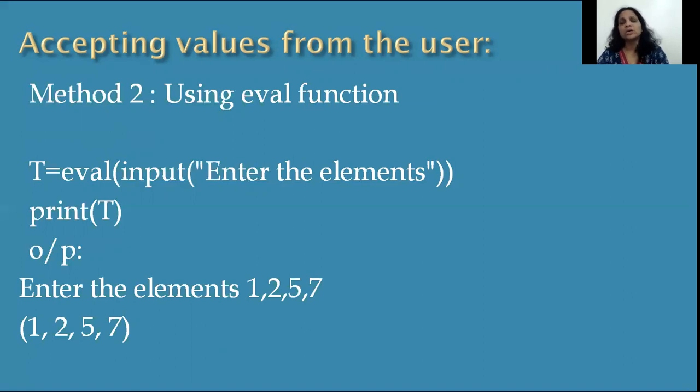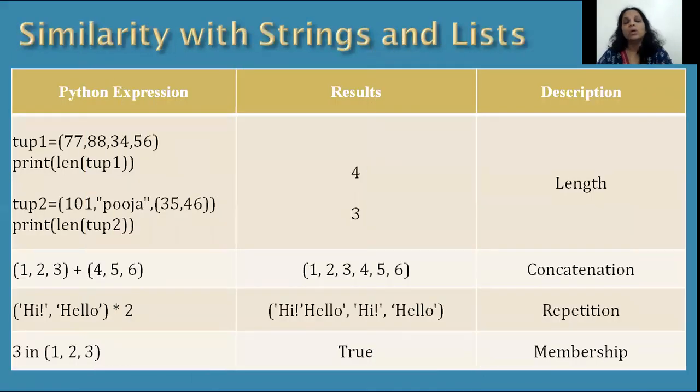So here in a list, square brackets were a must when you're using the eval function. But here, round brackets are not a must. You can just put commas and separate the elements as well. Okay. Now, let's compare tuples with strings and lists. Everything that you have learned with strings and lists, and what we're going to learn with tuples, is almost the same. So all the things that you see here are exactly similar to what you do in a list.